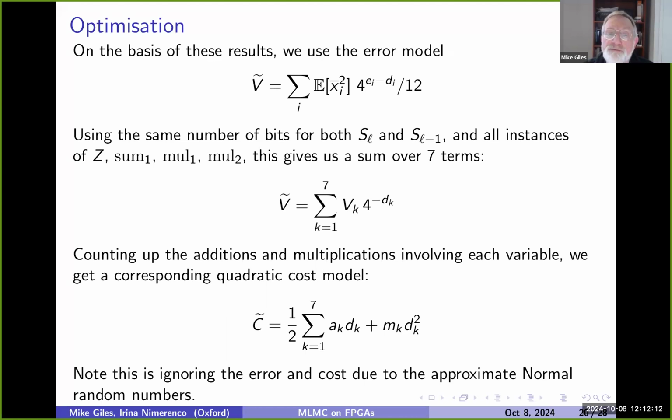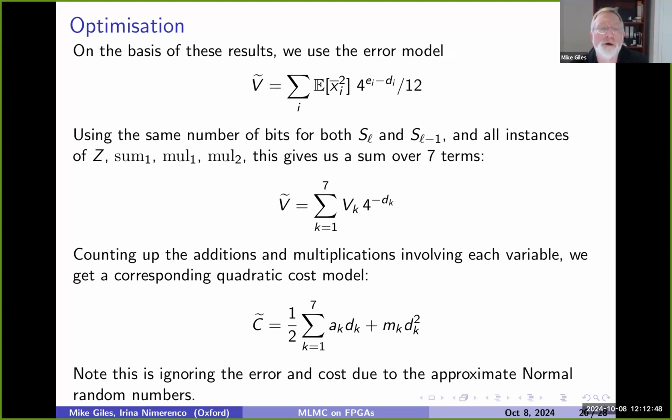So AK here is the number of additions involving variable k. MK is the number of multiplications. And here's where we benefit from that alteration I made with the cost model for the multiplication. Because what this is giving us is a sum of 7 terms, each of which depends only on one particular dk. So there's no cross product between different d's. And that makes the optimization easier later on.